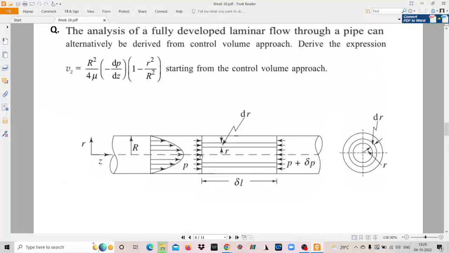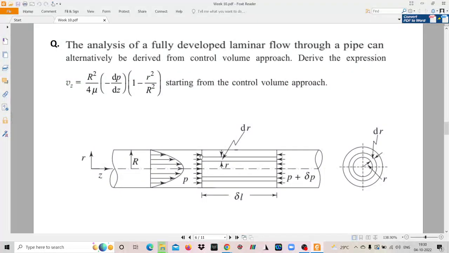If you summarize, this is a very simple problem. You can solve this problem from the Navier-Stokes equation, but for that you need to use the radial coordinates. Or you can directly take an elemental cylinder, apply Newton's second law of motion or the force equilibrium condition, get the differential equation, and apply the appropriate boundary condition.